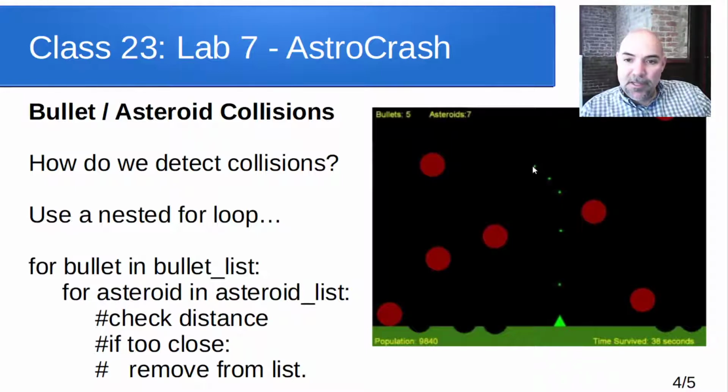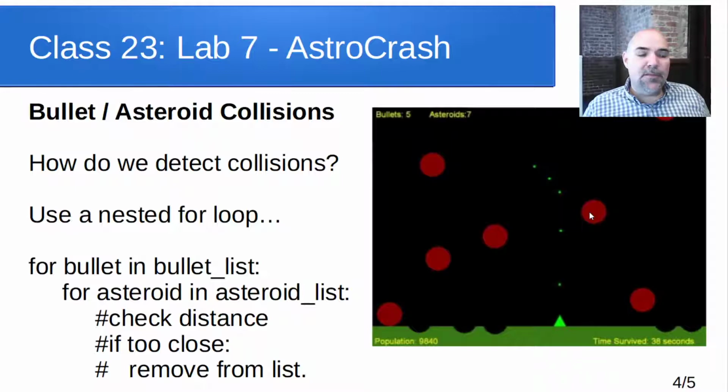But then we need to go to the next bullet in the bullet list and check the collision of that one with all the asteroids. And if that one's not colliding, then we go to the next one. And if I find one that is colliding, then I need to remove that bullet from the list, and I also need to remove that asteroid from the list. Now how do we remove them from the list? The same way we did when they left the screen.